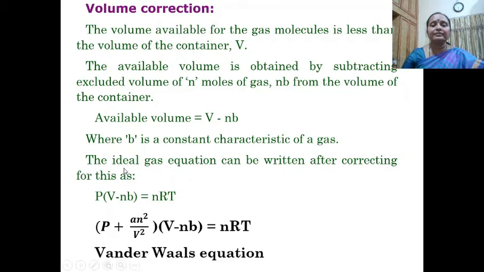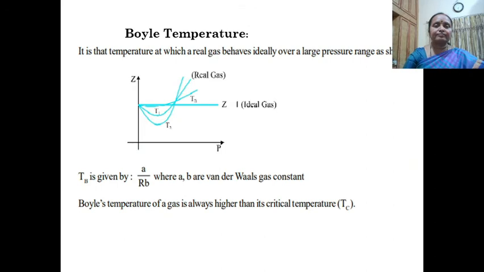Now the ideal gas equation after volume correction is going to be P into V minus nb equal to nRT. And the final Van der Waals equation is P plus a n squared by V squared, which is the pressure correction, into V minus nb, which is the volume correction, equal to nRT. This is the Van der Waals equation.